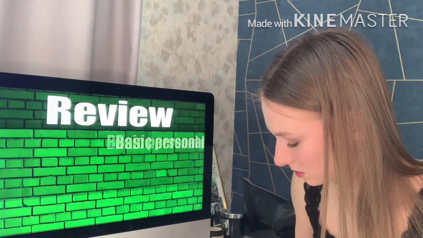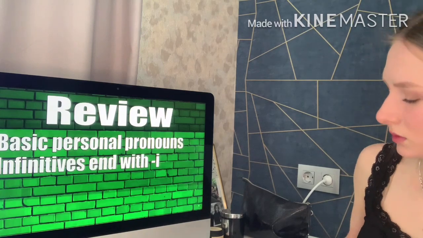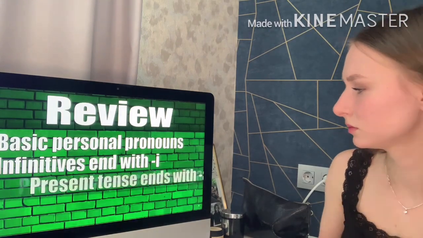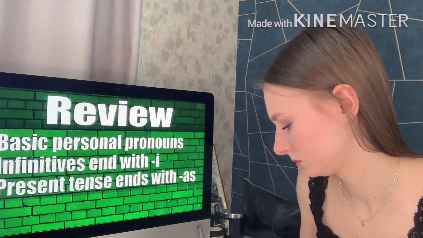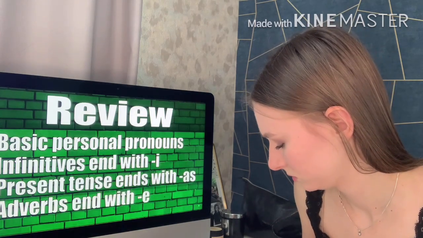To review, we learned about basic personal pronouns. We learned that infinitives end with i, and we learned that the present tense ending is as. And we also learned that adverbs end with e.